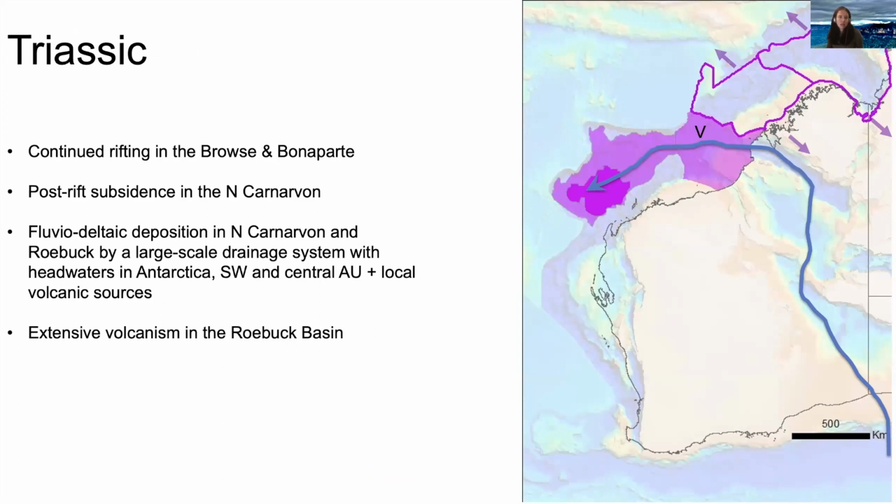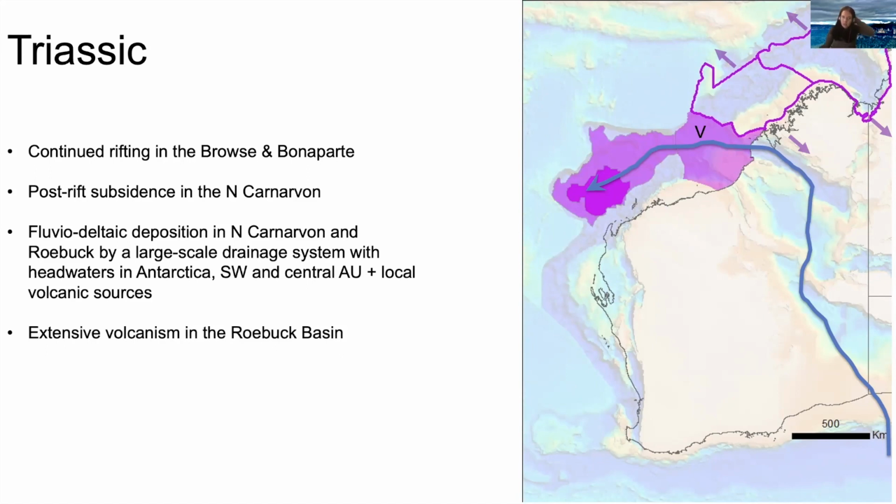So then in the Triassic, we have continued rifting in the Browse and the Bonaparte. And I guess that's one of the interesting things about the Northwest Shelf, that we have this diachronicity in the rifting of the margin. So while the rifting stops in this part of the basin, we then have the rifting on the Browse and the Bonaparte.